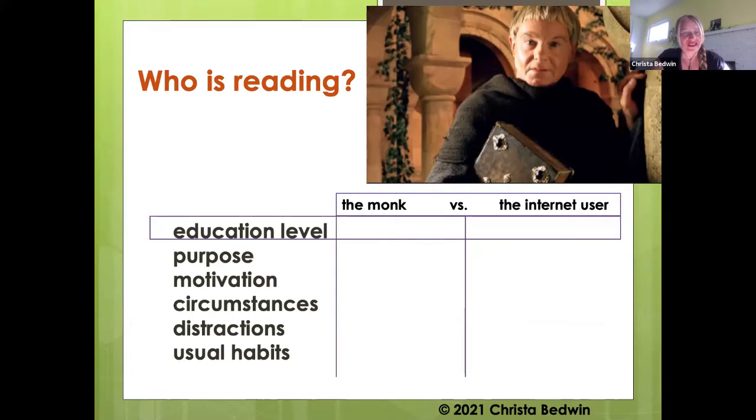Okay. So I will give some answers. The first thing, we discussed already the monk, probably high education level. The purpose is that's all that they do all day, a bit of reading, a bit of gardening.